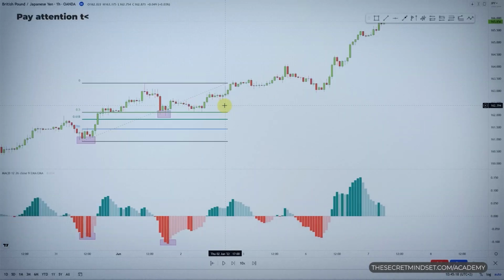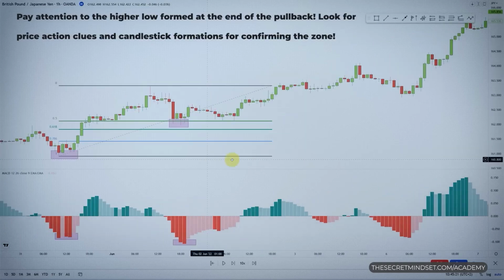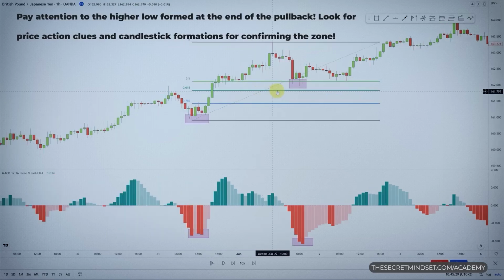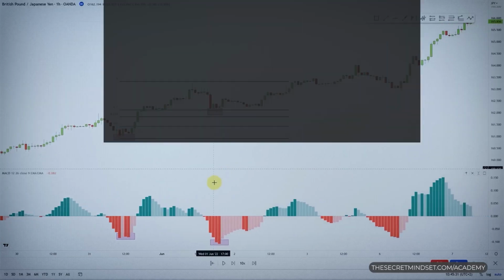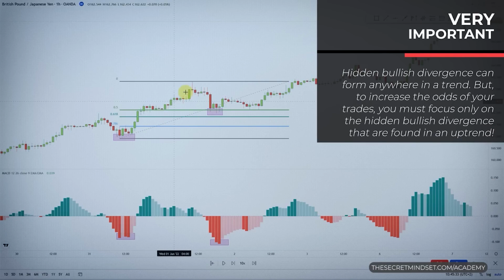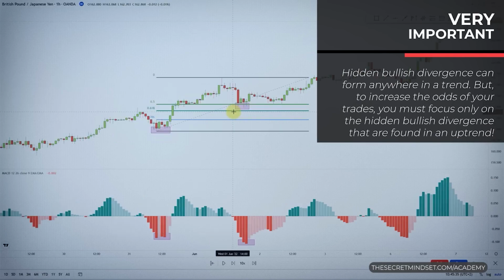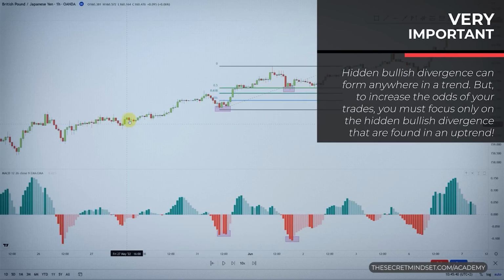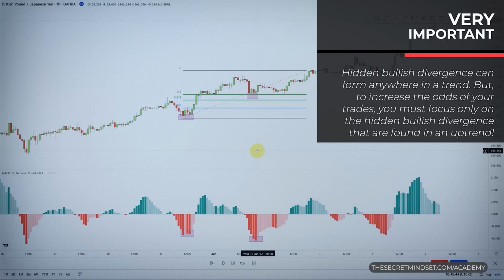Then, you simply pay close attention to the higher low formed at the end of the pullback. Price action and candlestick patterns can serve as additional confirmation tools. Now, just to be clear, hidden bullish divergences can form anywhere in a trend, but to increase the odds of your trades, you must focus only on the hidden bullish divergences that are found in an uptrend.